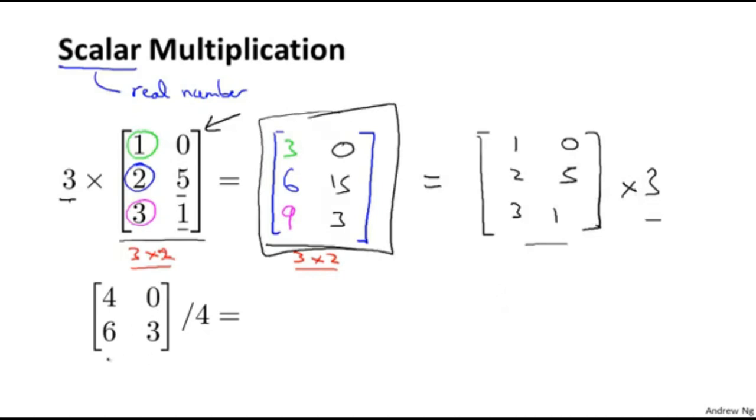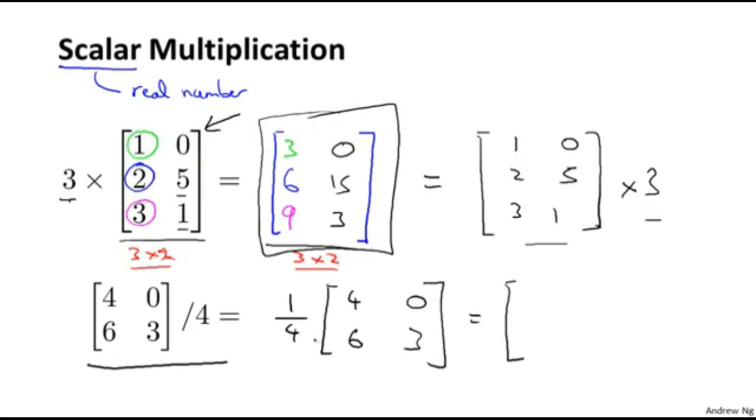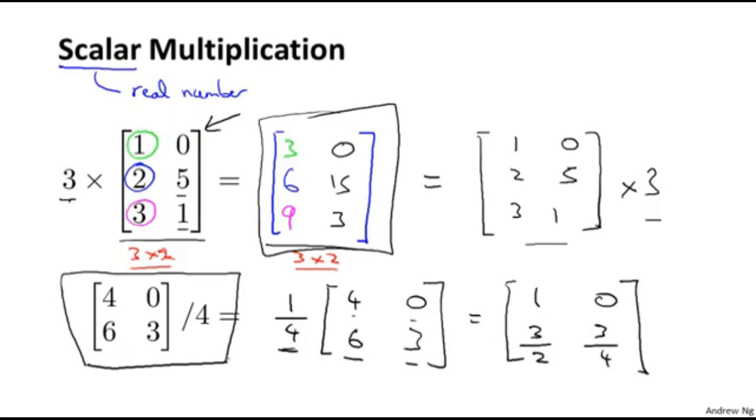You can also take a matrix and divide it by a number. So it turns out taking this matrix and dividing it by 4 is actually the same as taking the number 1/4 and multiplying it by this matrix, 4, 0, 6, 3. And so, you can figure out the answer. The result of this product is 1/4 times 4 is 1, 1/4 times 0 is 0, 1/4 times 6 is 3/2, that 6/4 is 3/2, and 1/4 times 3 is 3/4. And so that's the result of computing this matrix divided by 4.